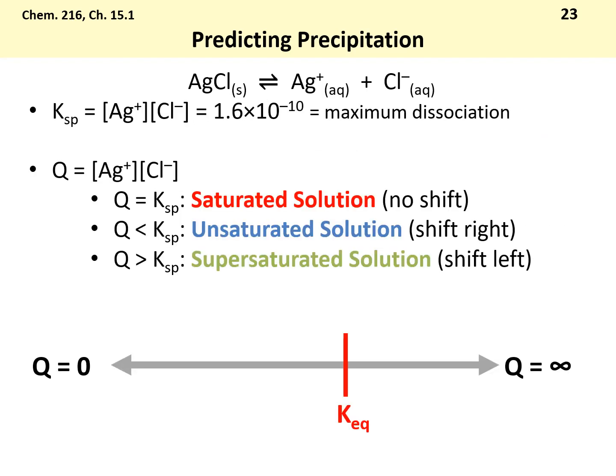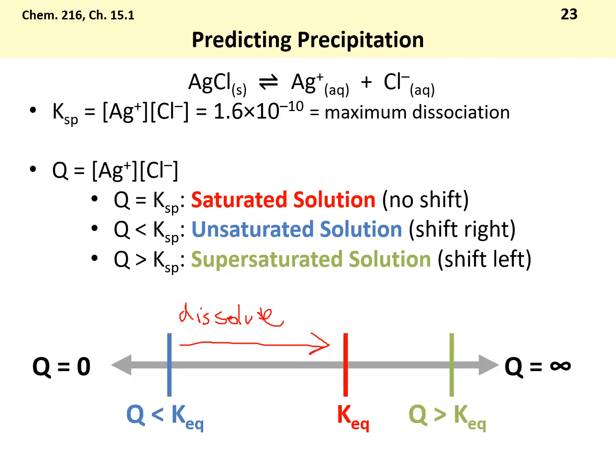Here is an example on the number line. If Q equals K, that's a saturated solution, no shift. If Q is less than K, it's going to want to shift right, and it does this by having some of the AgCl dissolve. And if I have Q greater than K, it shifts to the left, and this is through precipitation.